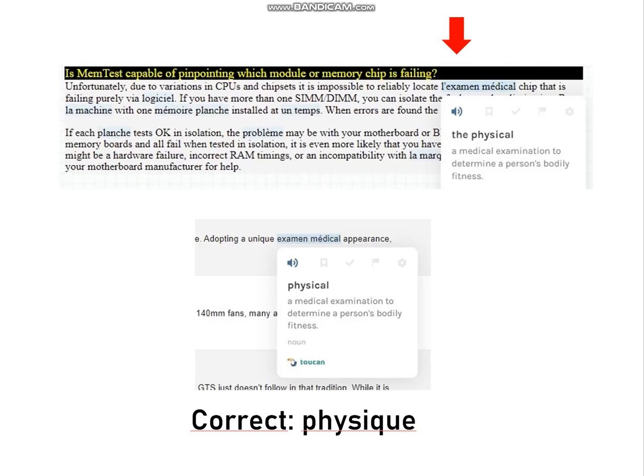Here it's saying the physical chip, it's a computer chip, so it's saying it's a physical chip instead of a logical or a digital chip. But Toucan is thinking it's the physical as a unit, which means medical examination. So it's a completely out of context and completely wrong translation here. It should be physique, the adjective meaning something physical.